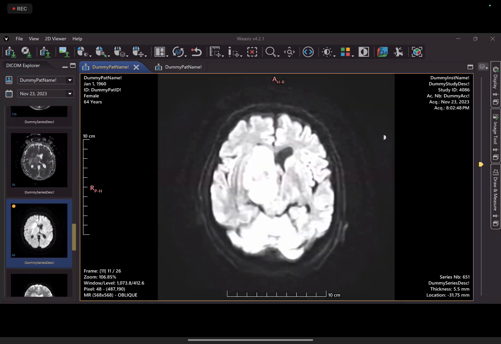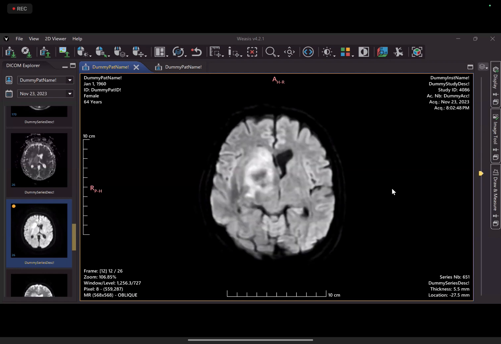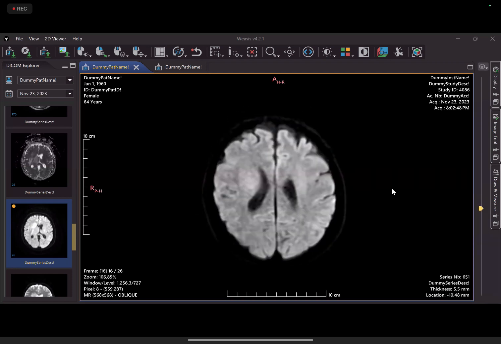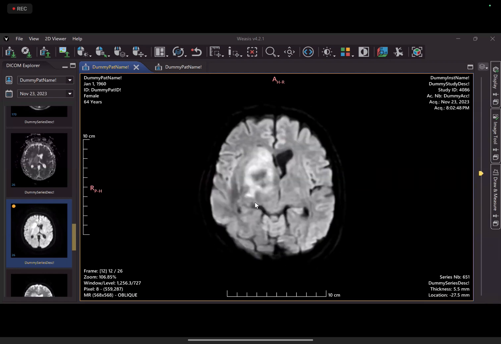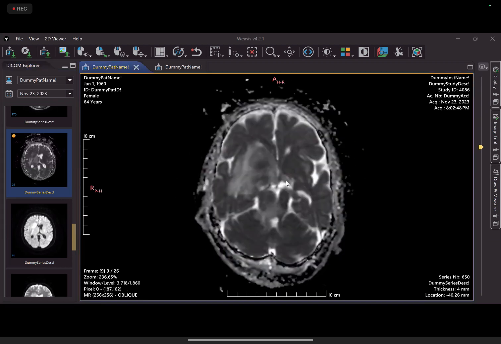Yes, tell me. What is the diffusion? So, ma'am, on diffusion, it is showing restriction. Okay. So if you saw clearly, the central part of the lesion is not showing hyperintensity, so that is not showing any restriction. The rest of the lesion is showing diffusion restriction. Let me show you the ADC also, because that has to be always seen together. So yes, this is the lesion which is showing restriction.